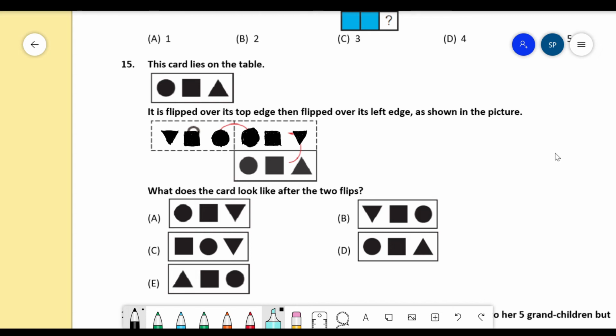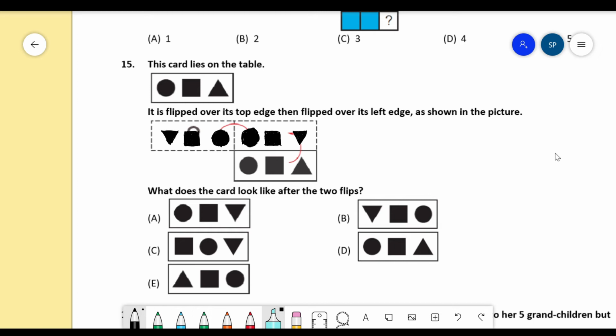15. This card lies on the table. It is flipped over its top edge and then flipped over its left edge as shown in the picture. What does the card look like after the 2 flips?